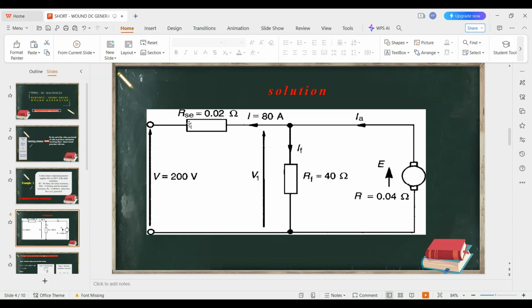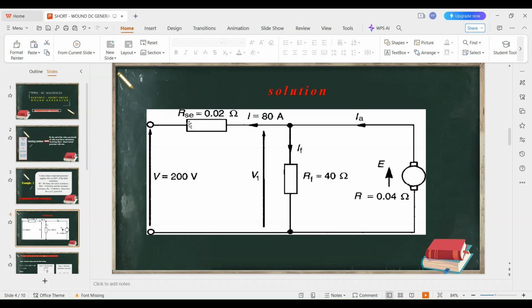We have our supply voltage here, that is 200, and we have V1 here. This is the terminal voltage. When you sum up the supply voltage and the voltage drop here, it gives you V1. That is our diagram. So let's look for the EMF generated in that short shunt generator.